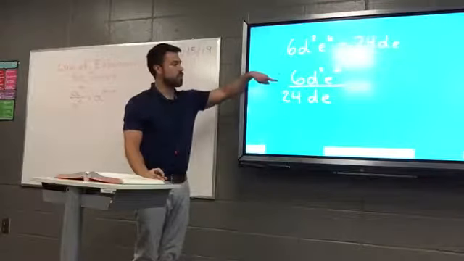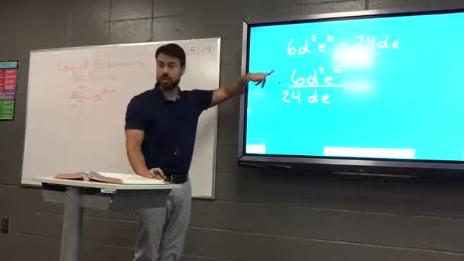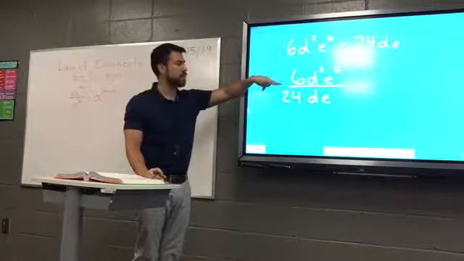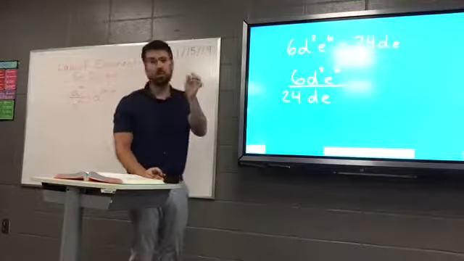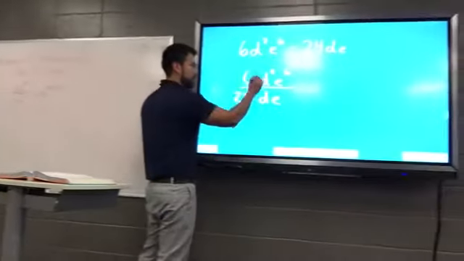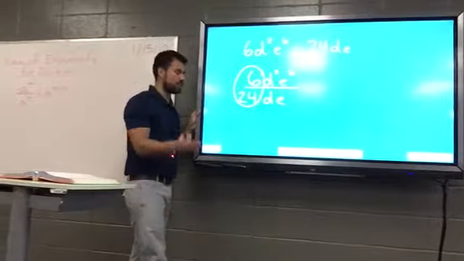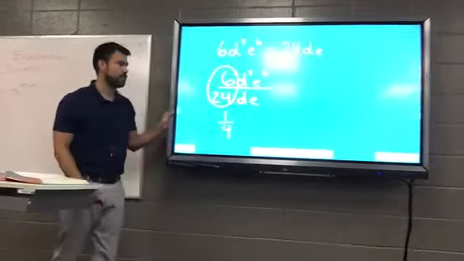Oh, but Mr. A, isn't 24 bigger than 6? Yeah, that's true. So should you switch these around? No, it's a different answer. What's 6 divided by 24? 1/4. Leave them as fractions. Don't go decimal here. I'm going to deal with it. 6 over 24 is 1/4. I just simplified that.